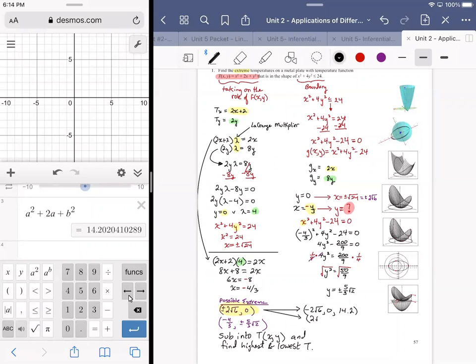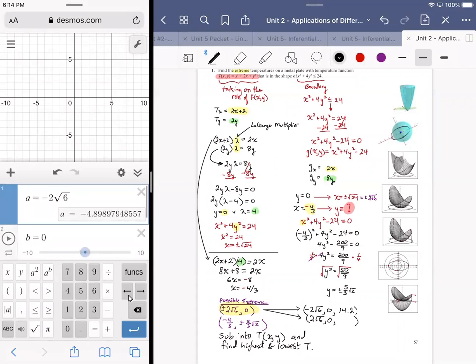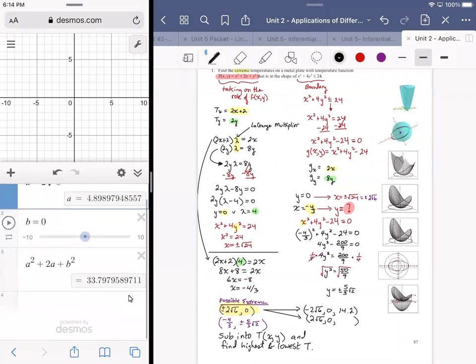Then I'm going to do the same thing with positive 2 radical 6 comma 0. So there I just ditched the negative. That's fine. That's easy enough. All right, so 33.8 roughly. All right. So I know now that my maximum value isn't going to be happening at negative 2 rad 6 comma 0. It might be at the positive 2 rad 6 comma 0. We'll see. All right. So now I'm going to investigate these other guys.